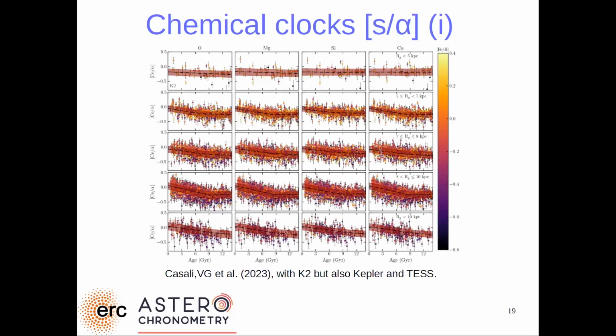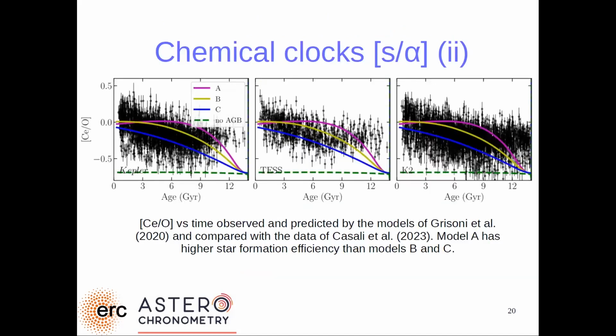And also we can have precise chemical clocks, and chemical clocks consist mainly of an s-process element versus an alpha element with very different timescales of formation, and so they have certain slopes. We found that these slopes change with radius, and we compared with our models for the thin disk. For example, here I show model A with a higher star formation efficiency that reaches very high cerium over oxygen values with respect to model C that evolves much more slowly and resembles more the outer parts of the galaxy. So also in this case, we are finding evidence of radial migration.